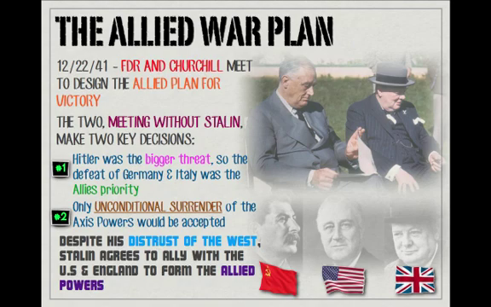Despite Stalin's distrust of the West, he agrees to ally with the U.S. and England, and so they form the Allied powers. So they are the Big Three on the bottom. You see Stalin, FDR, and Winston Churchill, and the countries they are representing.